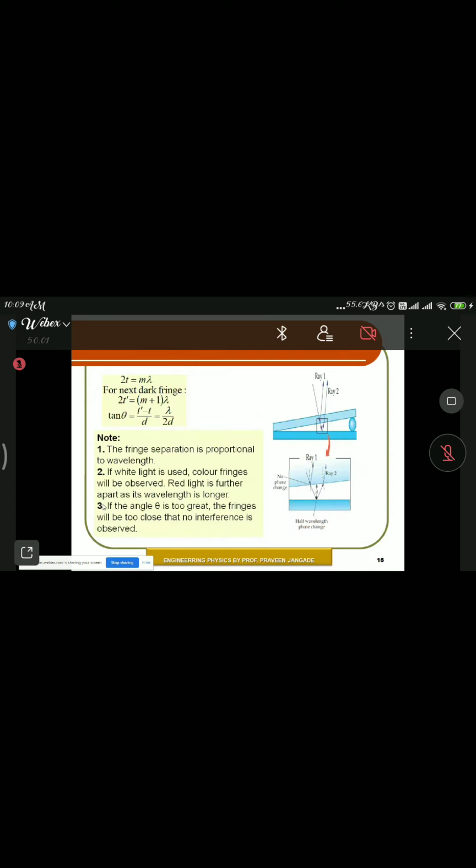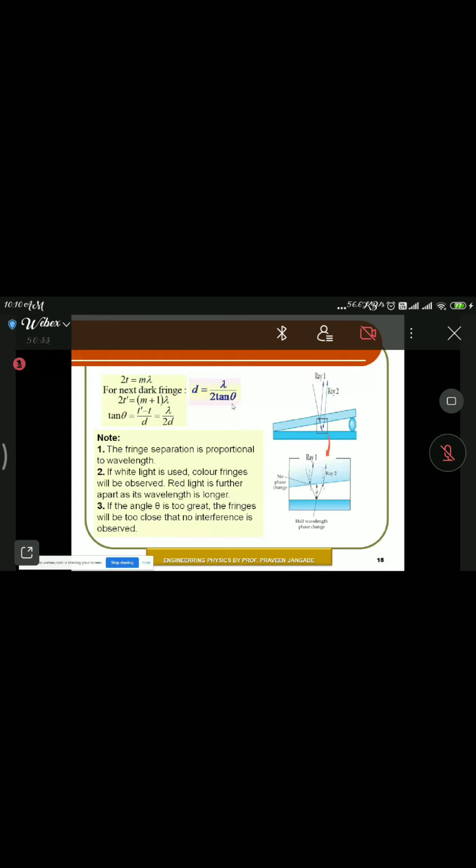Now, what is the distance between consecutive bright and dark fringes? For that there is a fringe spacing, which is denoted by d or beta. So d equals lambda upon 2 tan theta. This is the expression that we got. As there is no derivation part in your syllabus, only the theoretical concept as well as the experimentation, I have directly taken this expression, that is d equals lambda upon 2 tan theta.